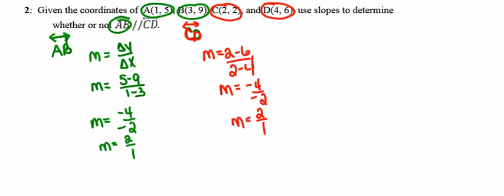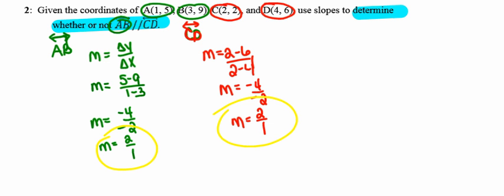So when all is said and done, I have to make sure I answer the question. They wanted me to determine whether or not the two lines were parallel. So when I compare their slopes, I find that their slopes are indeed the same, which means they are parallel. So yes, line AB is parallel to line CD because they have the same slope.